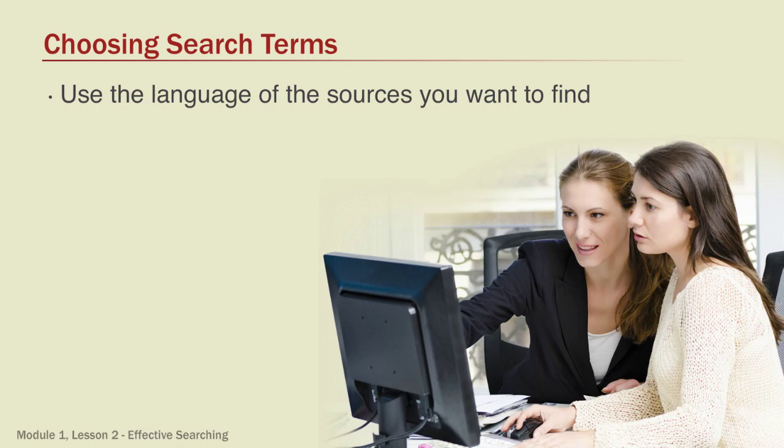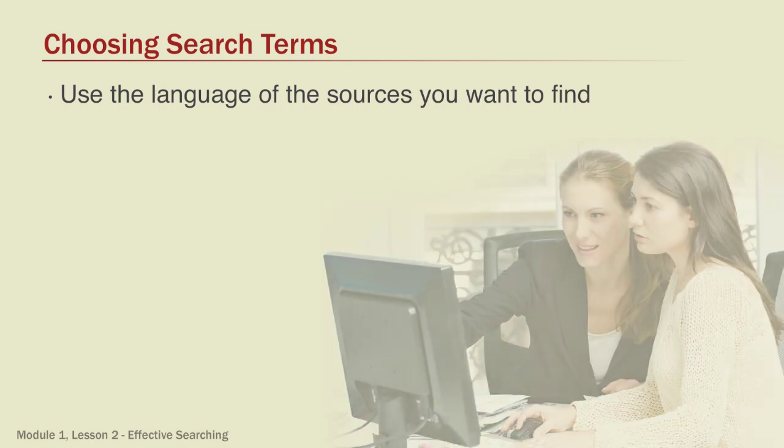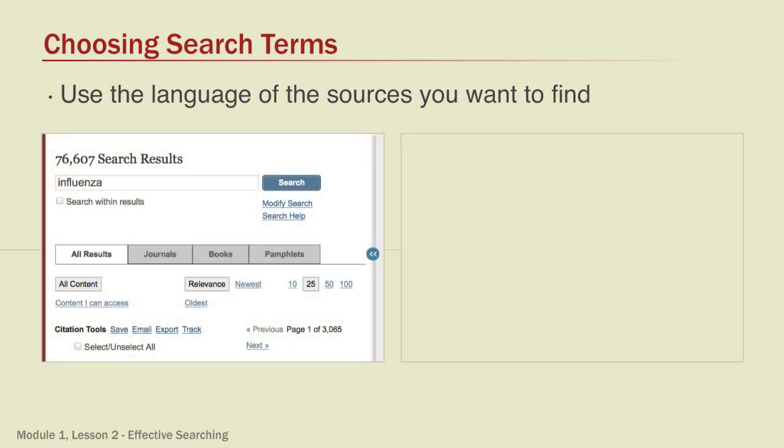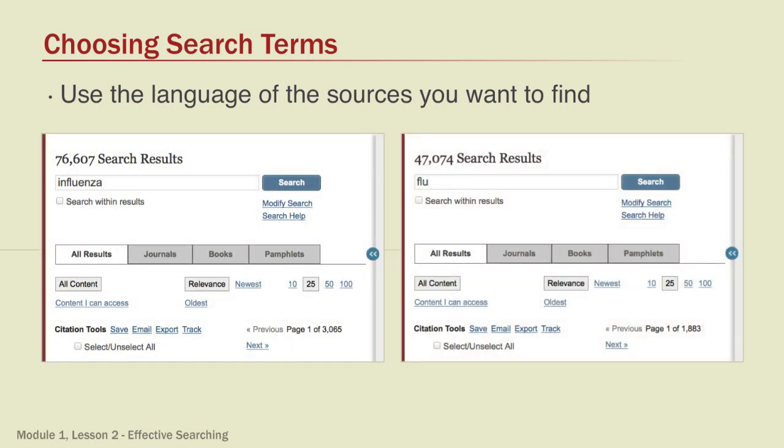Scholarly publications use scholarly, formal language, so if you come up with two equivalent words or phrases, it might help to choose the one that seems more formal and less casual. The formal term influenza brings up more search results than the colloquial term flu.